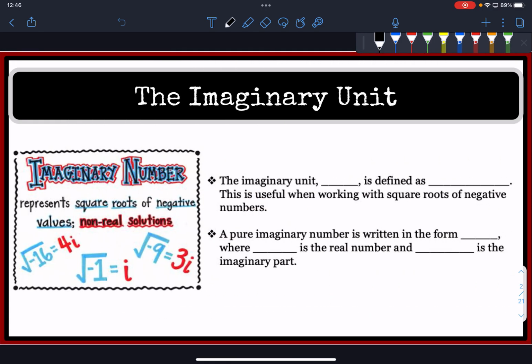Now, just to remind you again, the imaginary unit, i, is defined as the square root of -1. So i is equal to the square root of -1. And a pure imaginary number is written in the form of bi, where b is a real number and i again is the imaginary unit. So we get those again as a result of taking square root of negative values, as you see right here. Like the square root of 16 is 4, but the square root of -16 would be 4i. And again, similarly with -9 and, of course, -1.